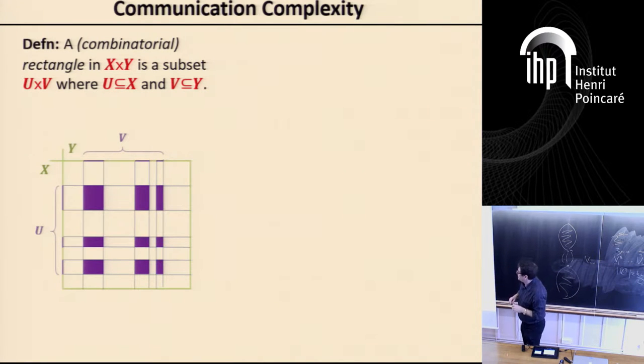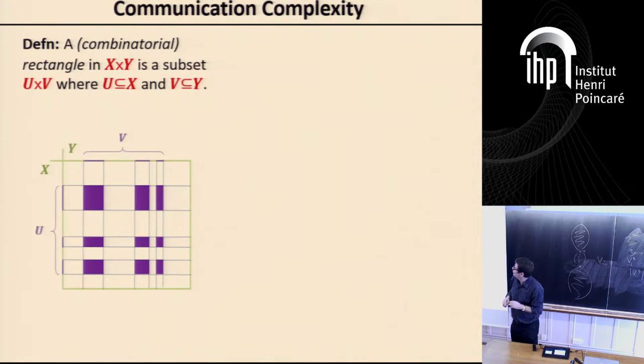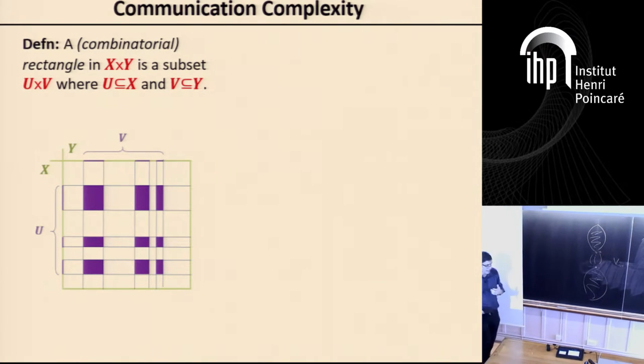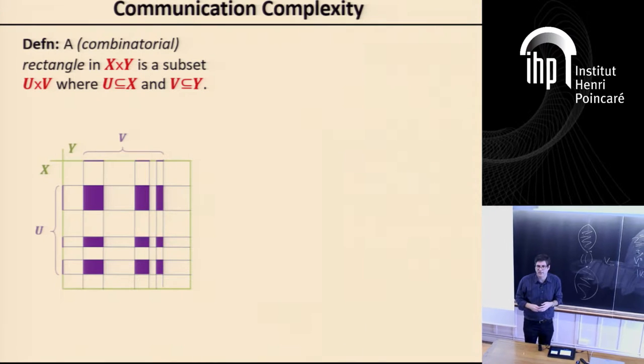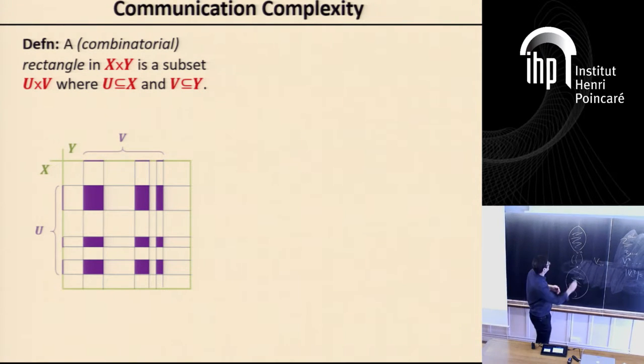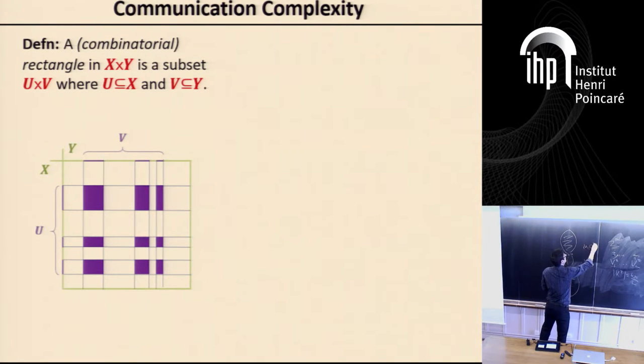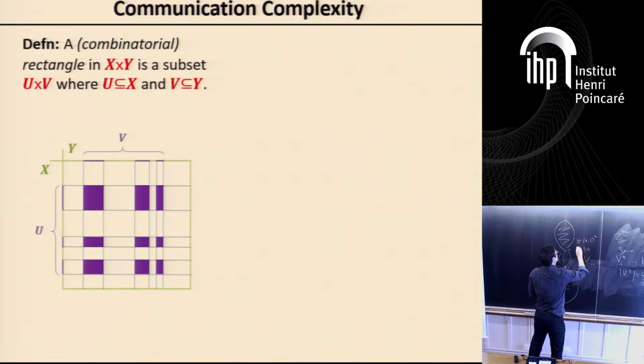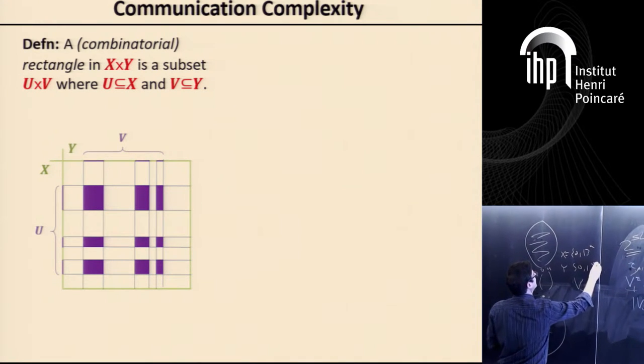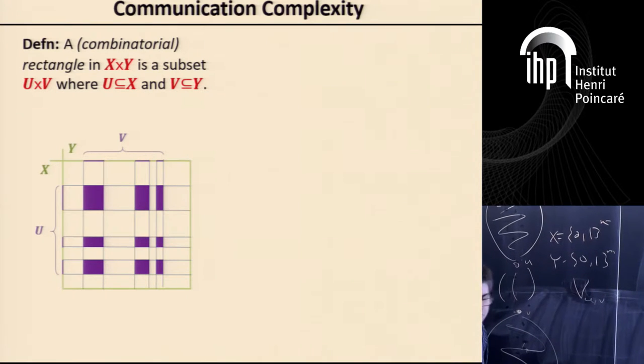There's a notion, and I forget whether it's Caspar or Raphael who pointed this out earlier in the week, of a combinatorial rectangle. So think of all possible inputs, capital X. This is an exponential size set. Capital X is something like {0,1}^n, and capital Y is {0,1}^n, or m, or something like that. Okay? So these are enormous sets.